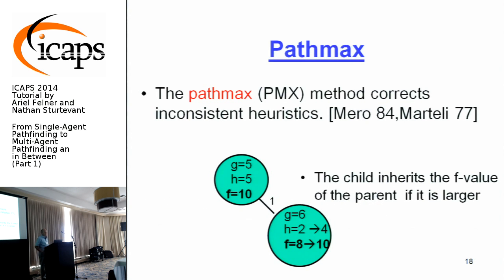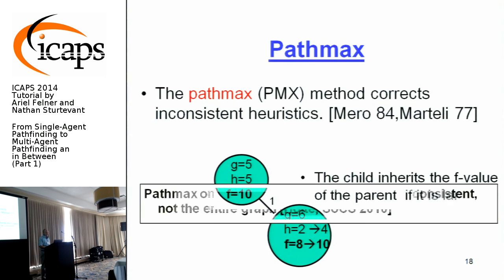OK, there is Pathmax. Everybody knows about Pathmax, which is like telling a bad child: correct yourself, behave yourself, don't say something inconsistent to your parent, which means inherit the f value of your parent. Because if your parent said that through the parent the distance is 10 and above, this surely is also valid for you. This is actually what Pathmax is doing.